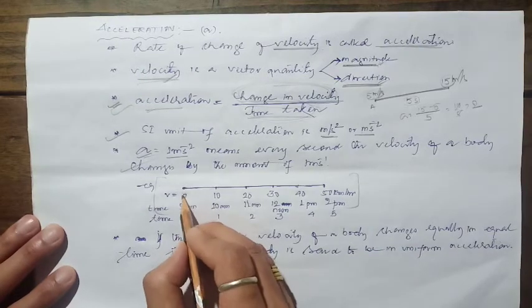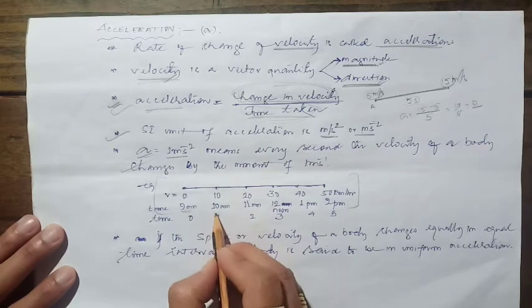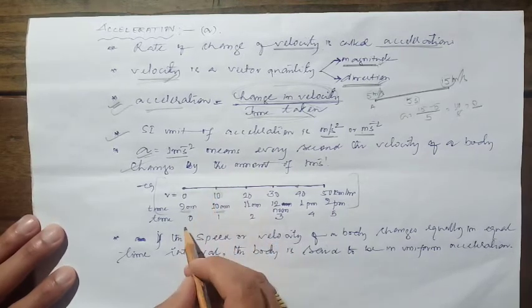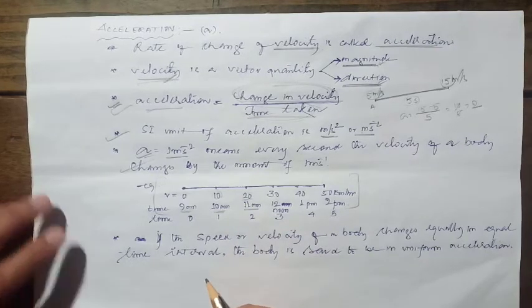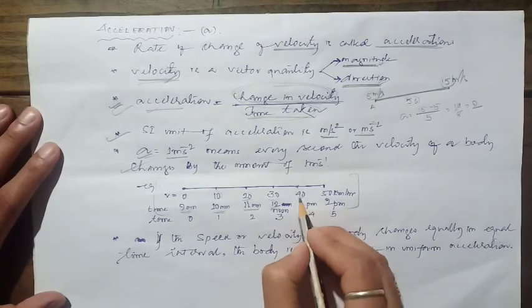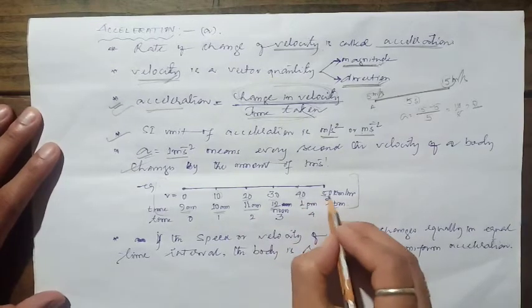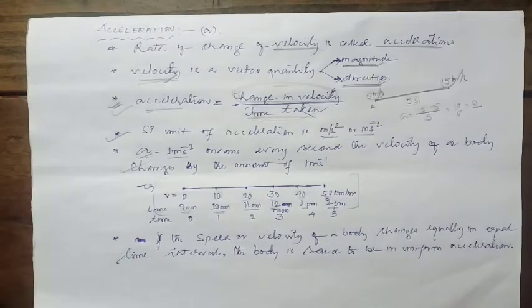Initially, when the speed was 0, let's say the time is 9 a.m. After 1 hour, at 10 a.m., the speed has increased to 10. At 11, the speed has increased to 20. At 12 noon, the speed has increased to 30. At 1 p.m., the speed has increased to 40. And at 2 p.m., the speed has increased to 50. So speed has increased, which means the car is in acceleration.